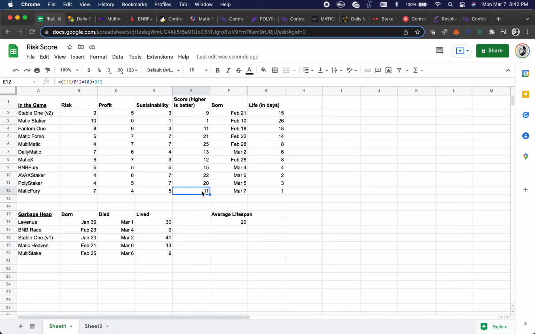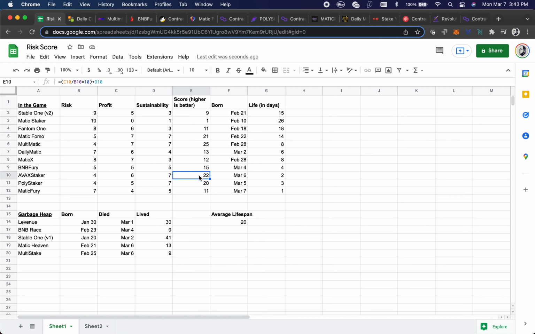Anyway, that's all the ones that are in the game right now. The ones that I really like are FOMO and Multimatic because of that snooze feature. It gives us all those exit points after 14 days. I love that.